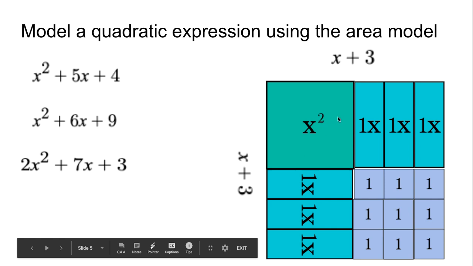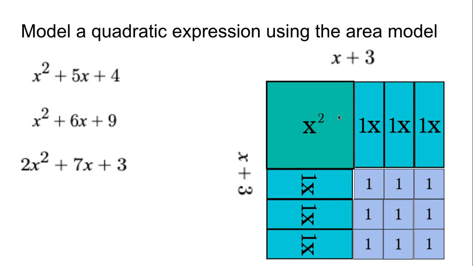And what we have here is a very special rectangle. It's a square. And a square is a special case of a rectangle. And it has dimensions x plus 3 by x plus 3. So the area of this big rectangle is x plus 3 squared. And we call that a perfect square.